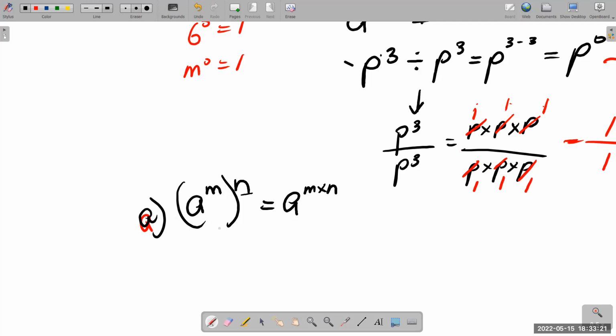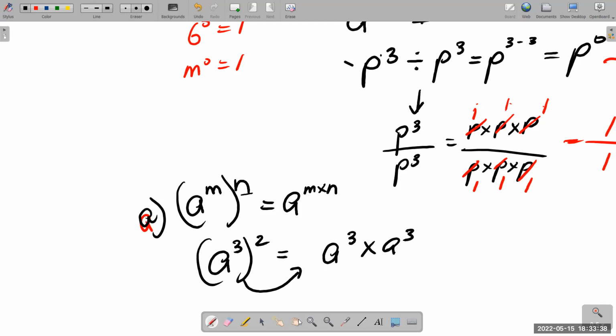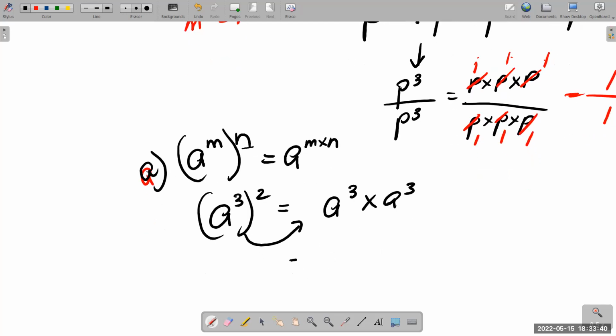An example would be A to the third power, brackets 2. What does this mean? It means everything in the bracket times itself twice. So this essentially means A to the third power times A to the third power. We know the rules: when you're multiplying two variables, what do you do with the power? You add them. So that's 3 plus 3, which is what? A to the 6. Everybody see that? And A to the 3 times 2 is equal to what? A to the 6.